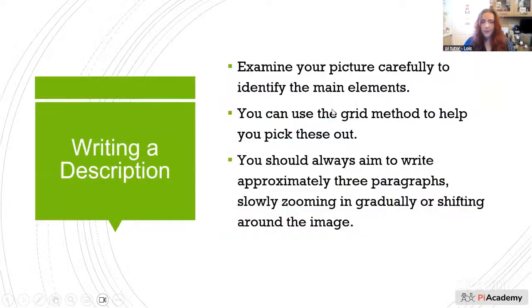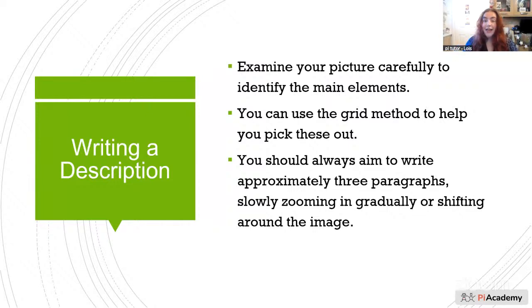Okay, brilliant. So once you've used your grid method to identify the main elements, that's a really good place to start. Then you want to start arranging your ideas into paragraphs, right? And a description, particularly, should always be 3 paragraphs at least, okay? It should always be aiming for 3. That's kind of the standard that we want to be aiming for. And I'm going to give you a little structure to follow here that you can use when you're doing your picture prompt description. I call this the gradual zoom in.